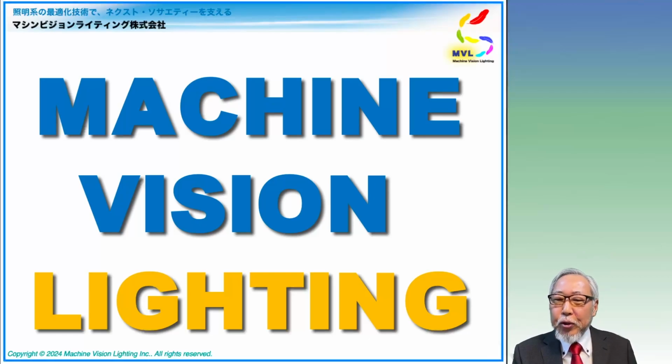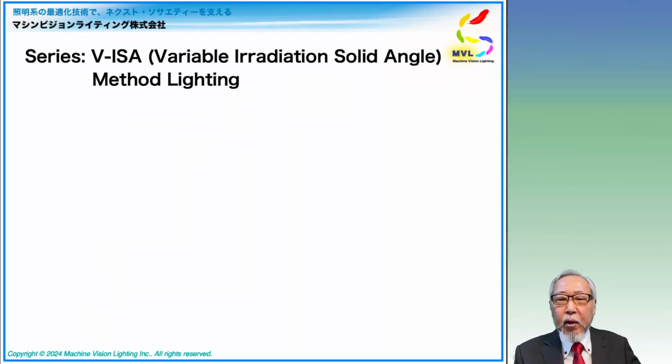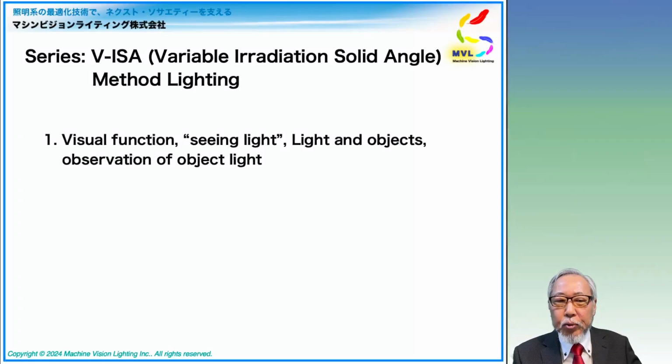And by 2011, through JIA, Japan Industrial Imaging Association, this had become a global standard, recognized worldwide as a new lighting standard for machine vision and image processing systems. What I am going to talk about from now on is the visa variable irradiation solid angle method lighting, and there will be a total of 7 episodes.